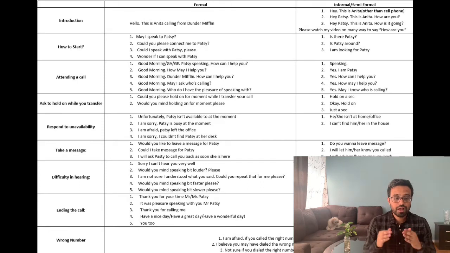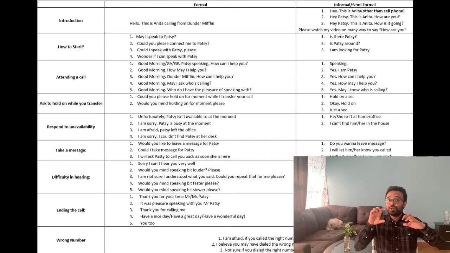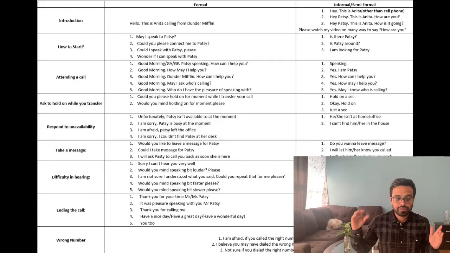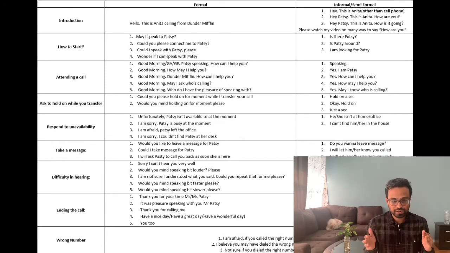The next one is, I'm not sure I understand what you said. Could you repeat that for me, please? So you do not follow what they said. Suppose they are speaking so fast, or their accent is different, or whatever reasons, if you're not able to understand, you must say it in a polite way. I'm not sure I understood what you said. Could you please repeat that for me, please?